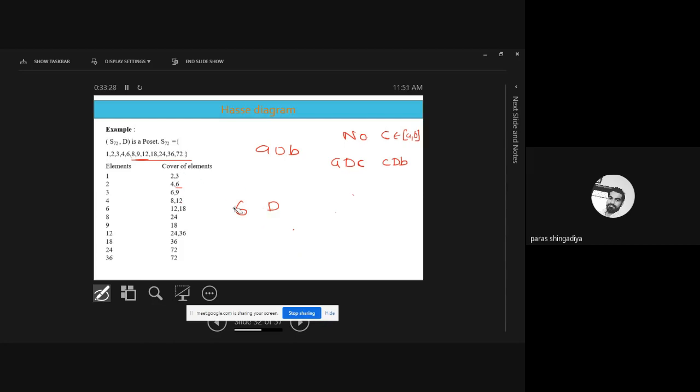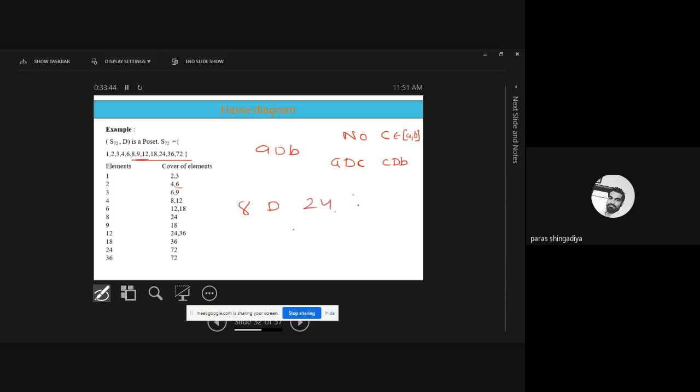And then after 6 comes 8. So 8 with 9, that is not true. 8 with 12 is also not true. Okay. 8 with 24, that is correct. Okay. 24 को आप 8 से divide कर सकते हो. 8 divides 24, that is true.